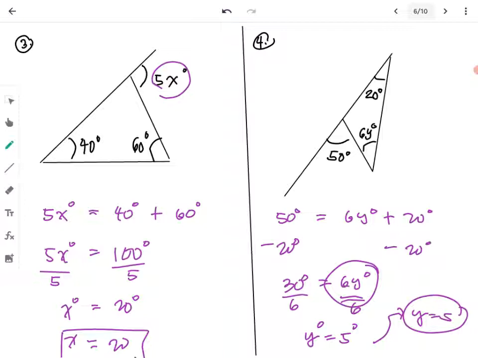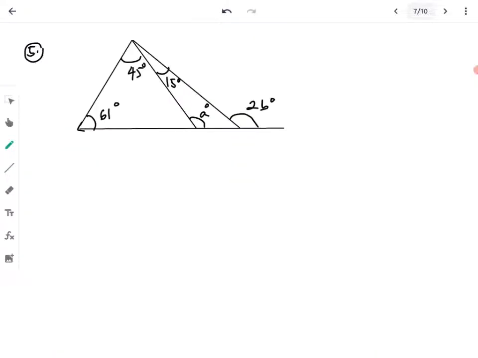Okay. The next example, number 5, is a little bit complicated. So we are going to look for the value of A and the value of B.